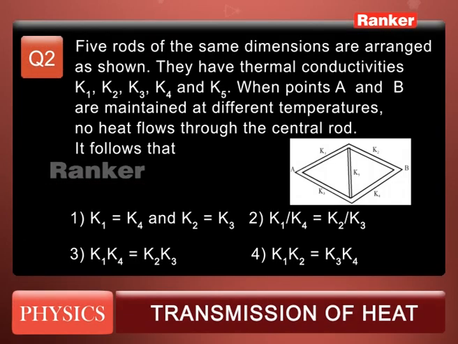Question number 2. 5 rods of the same dimension are arranged as shown. Their thermal conductivities are K1, K2, K3, K4, K5. When points A and B are maintained at different temperatures, no heat flows through the central rod. It follows that first option K1 is equal to K4 and K2 is equal to K3. Second option K1 by K4 is equal to K2 by K3. Third option K1 K4 is equal to K2 K3. And the fourth option K1 K2 is equal to K3 K4.